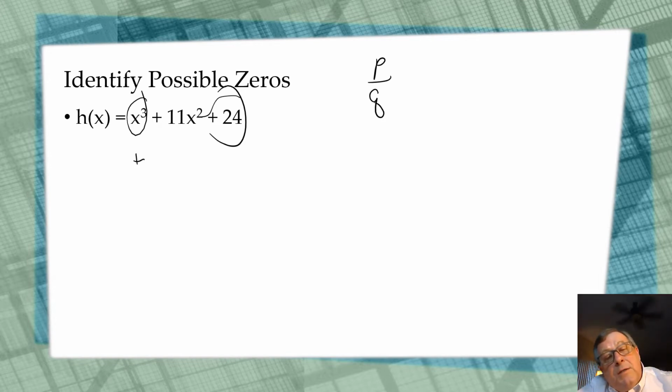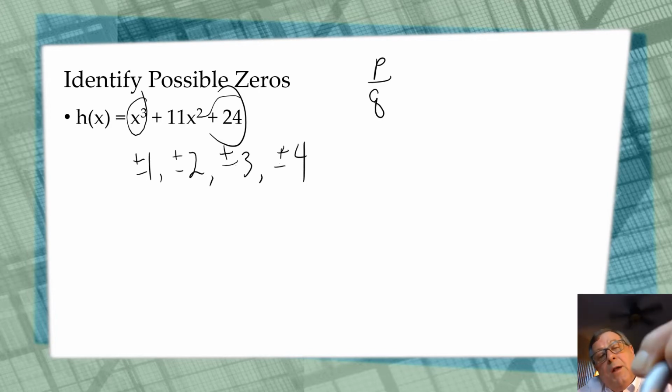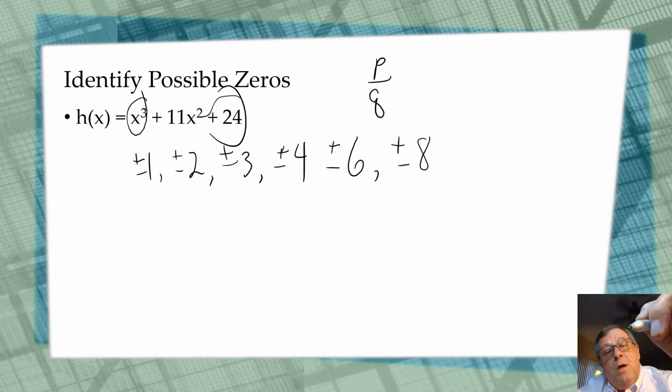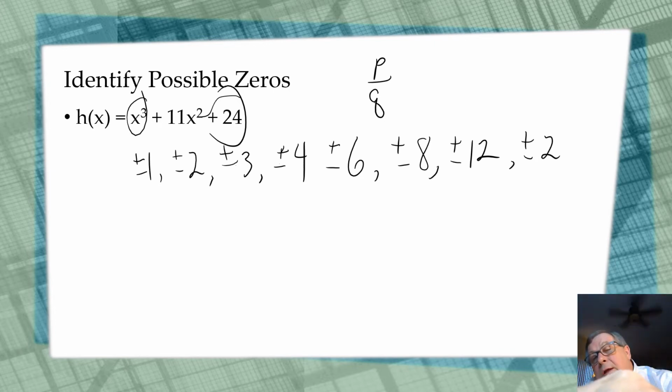Well, let's see, I've got plus or minus 1, plus or minus 2, plus or minus 3, plus or minus 4. The reason why we would have plus or minus 4 is 4 times 6, so we've got plus or minus 6. 3 times 8 is 24, so I've got plus or minus 8. 2 times 12 is 24, so I've got plus or minus 12. And 1 times 24 is 24, so plus or minus 24.